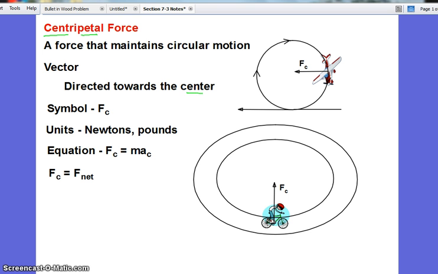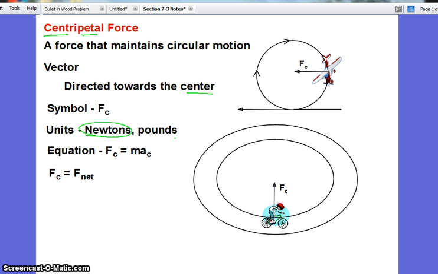So towards the center. The symbol for all forces is F, so this is no different. We use a subscript C to designate that it is a centripetal force. And in this class, we're exclusively using the units of newtons. That is the metric system that all scientists use. But the engineers in the United States might use something like pounds. And so that is also a possibility when talking about units for force.